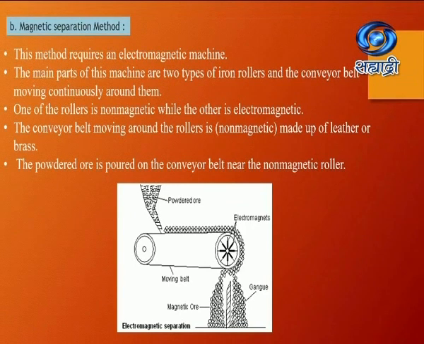Magnetic separation method. This method requires an electromagnetic machine. The main parts of this machine are two iron rollers and the conveyor belt moving continuously around them. This picture can be seen at the lower side. One of the rollers is non-magnetic while the other is electromagnetic. The conveyor belt moving around the rollers is made up of leather or brass. The powdered ore is poured on the conveyor belt near the non-magnetic roller.